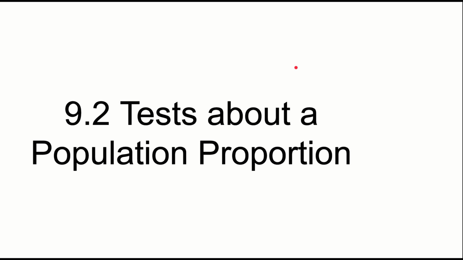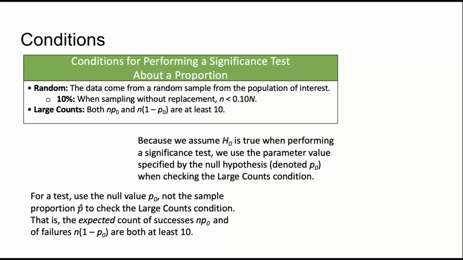All right, everybody, let's talk about 9.2, tests about population proportions. So our conditions for these are going to be very similar to the one proportion z confidence intervals. We have the random condition, we have the 10% condition, and we have the large counts condition. But you'll notice the large counts requires n times p naught and n times 1 minus p naught. And that's because we assume H naught is true when performing a significance test.